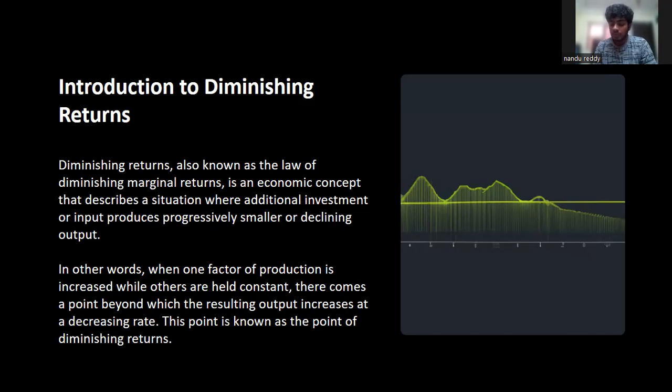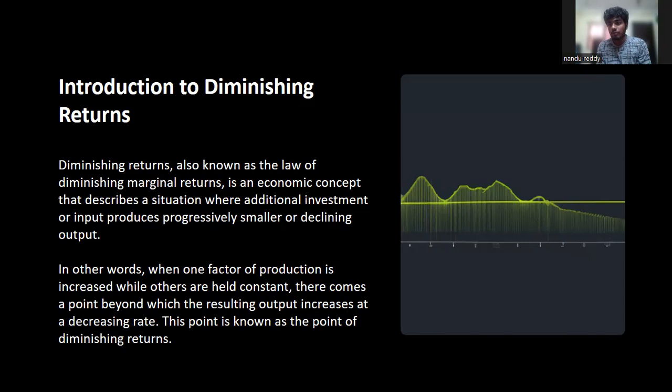We have all the inputs like cost and labor's cost. Only one factor of production is increased, either the number of laborers, and all the remaining inputs are constant. There comes a point in which the resulting output increases at a decreasing rate. This point is known as the point of diminishing returns.